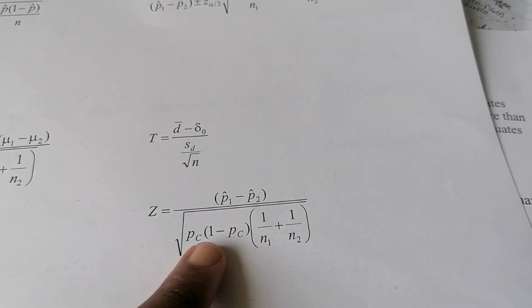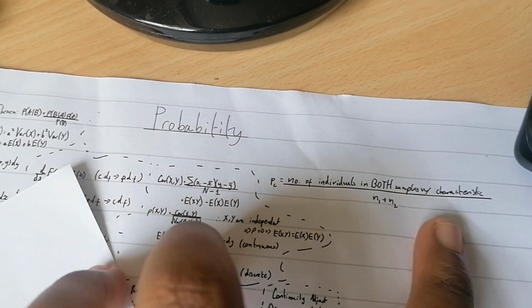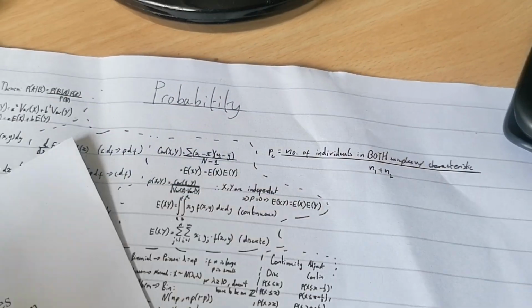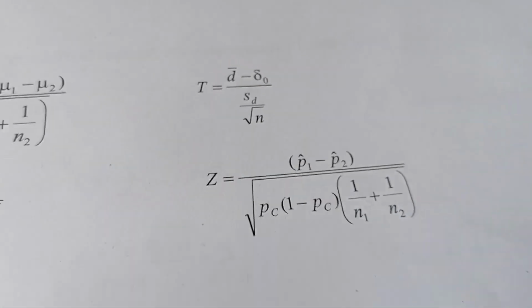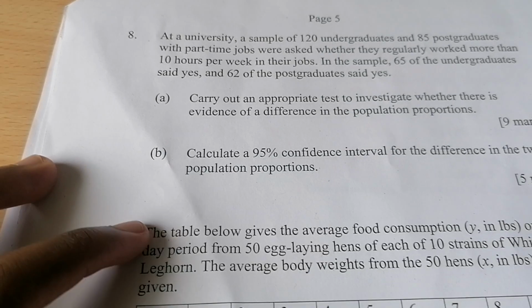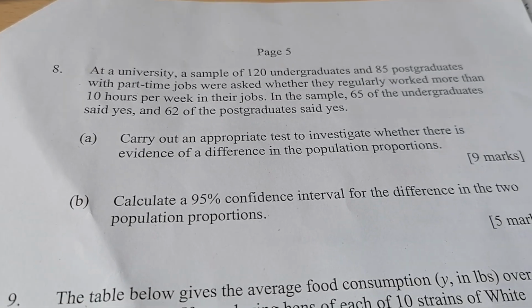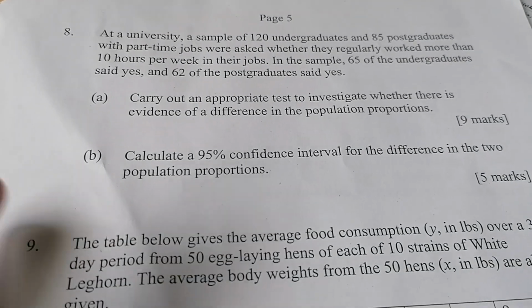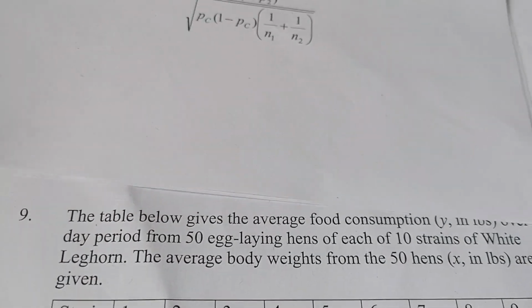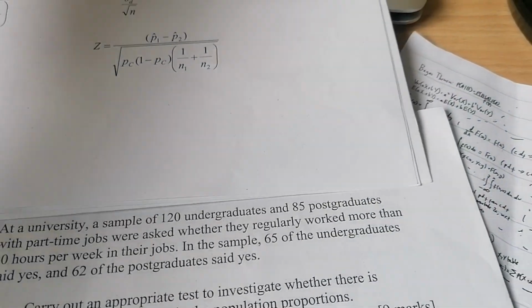This is where p-hat C came in. Of course, that's the number of individuals in both samples with the characteristic over the total sample size. So that's where that came in. That question wasn't too bad. Calculate a 95% confidence interval for the difference in the two population proportions. That was alright as well, just using this one instead. Nothing too bad.